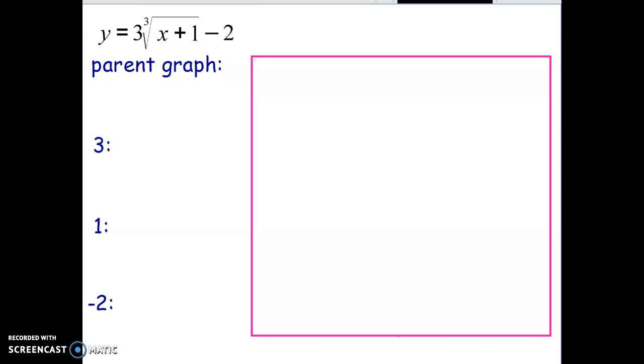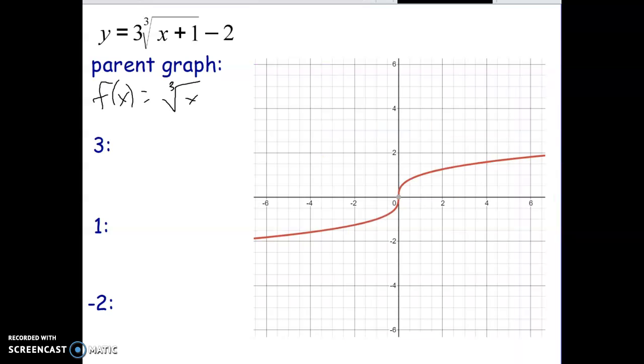Let's look at what happens when I have a cube root. Okay, so my cube root graph, that's going to be my parent graph. And you remember it has that inflection point. It has the point where it changes curvature on the origin. All right, so here is my parent graph. And let's see what all these different things are going to do to it. Well, I have a multiplier here of 3. 3 is greater than 1, so that is going to be a vertical stretch. No flip this time because it's positive.